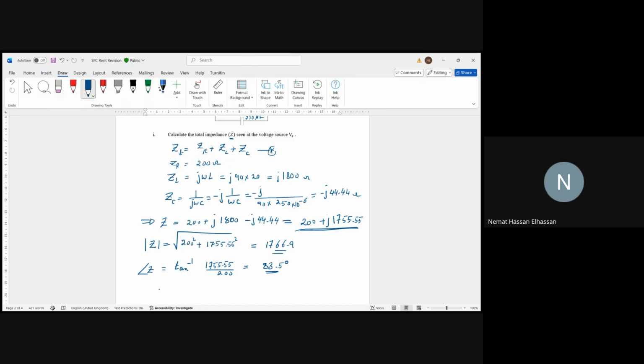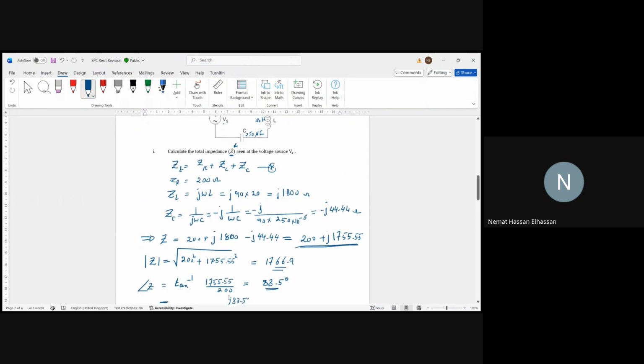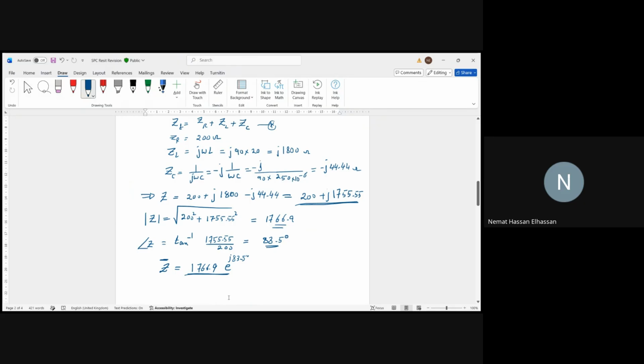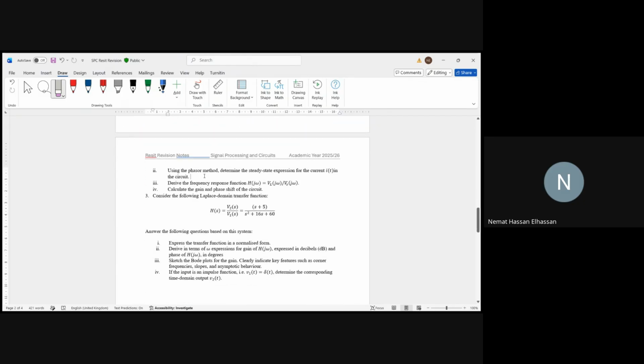And based on that, the final answer, which is the phasor of the impedance, the one that we're asked to find here, is equal to 1766.9 e power j theta, which is 83.5 degrees. So this here is the final answer. This is the impedance seen at the voltage source, which is the total series impedance. I think we refer to it as Z, so I'll remove the T. Now let's look at the second part of the question.